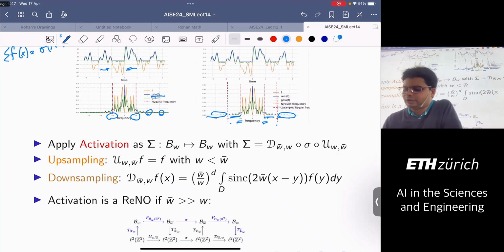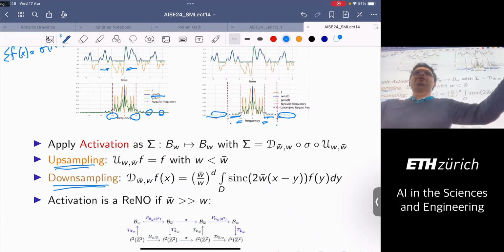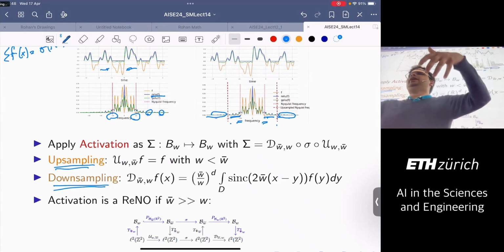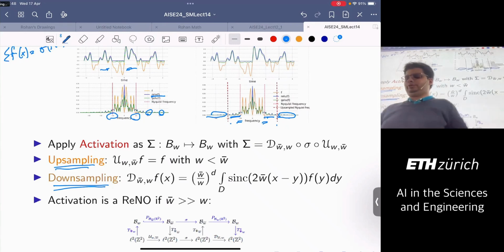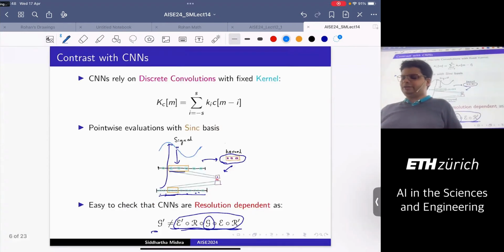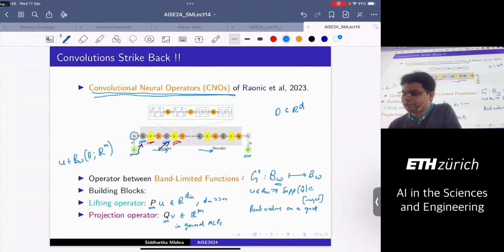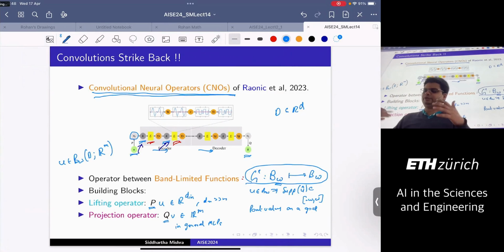And this will be what are called upsampling and downsampling operators. So upsampling is allowing for the creation of these new frequencies. Then you apply the nonlinearity, and downsampling is coming back to your original frequencies. Because remember, at the end of the day, I am always working between these band-limited functions. So I have to somehow come back to my original band. But while doing so, I am introducing these new frequencies, and these new frequencies are through this upsampling and downsampling operators. So before I write down the expressions, let me try to explain what it is.